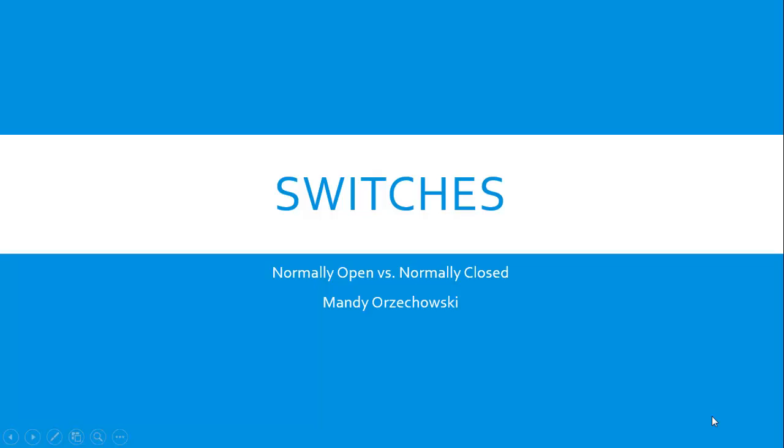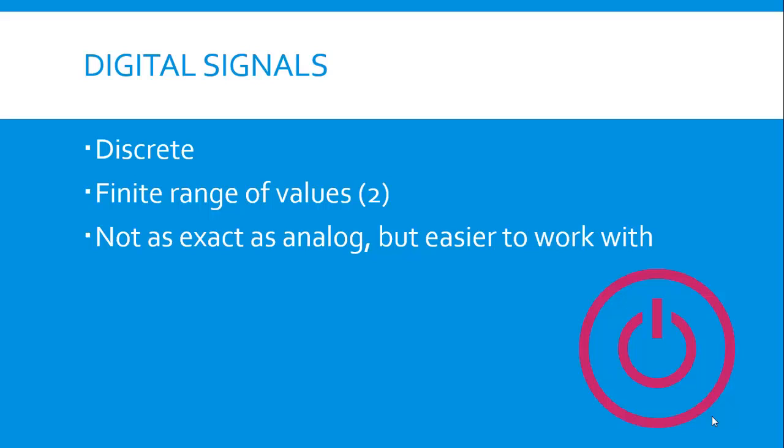Okay, so today I'm going to talk about switches, and specifically about normally open versus normally closed. So the first thing to remember is we're talking about digital signals here that are discrete. They have a finite range of values. In this case, because it's a digital signal, it only has two signals. It's not as exact as analog, but it is much easier to work with.